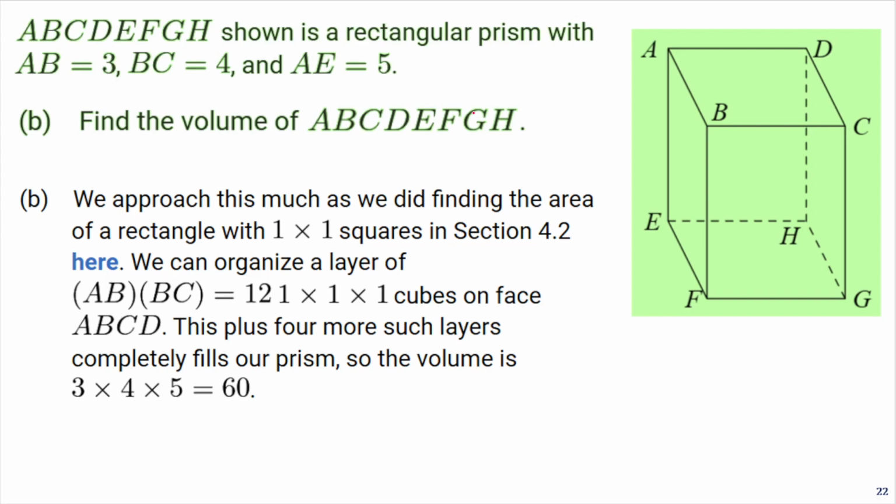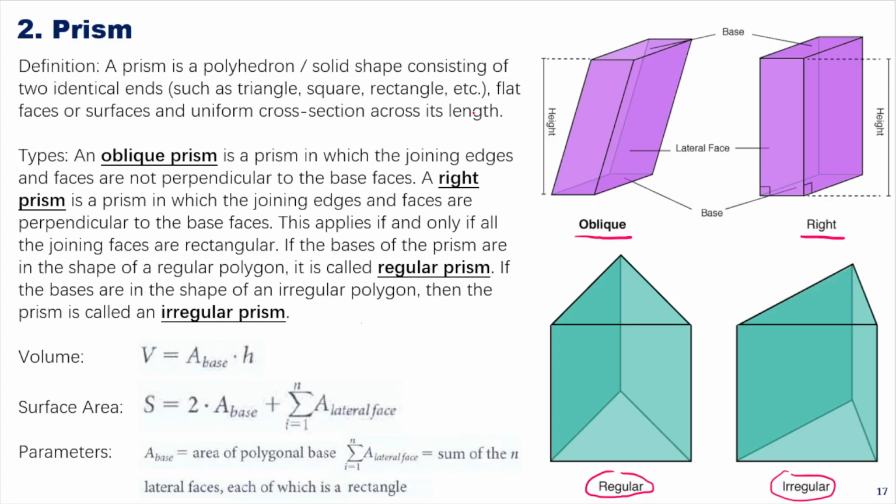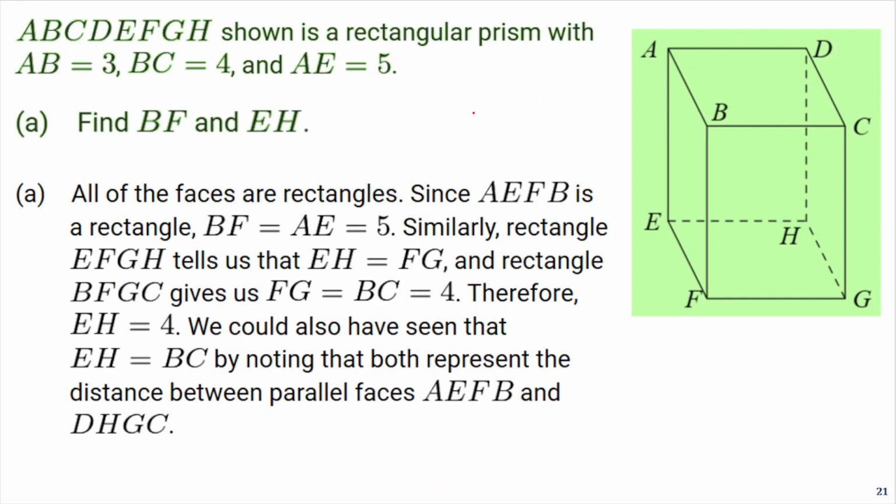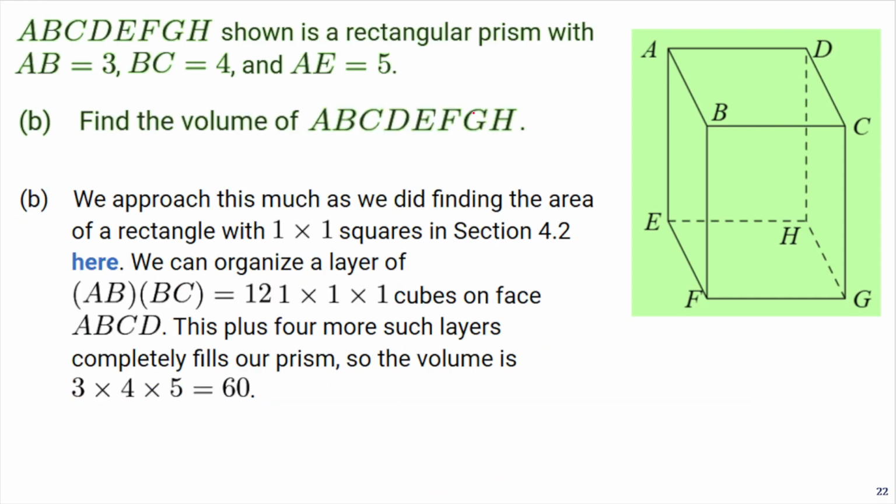Or we could also directly use the formula to calculate the volume of a prism, which is here. First, we find the area of its base, which is 3 by 4, right? And multiplied by its height, which is 5. Therefore, the volume of this rectangular prism is 3 by 4 by 5. You could use either method, right?